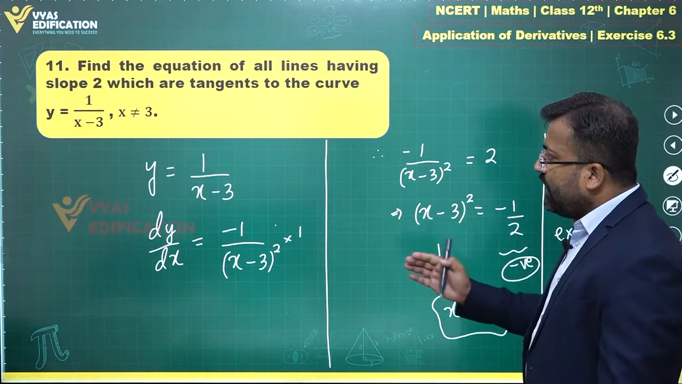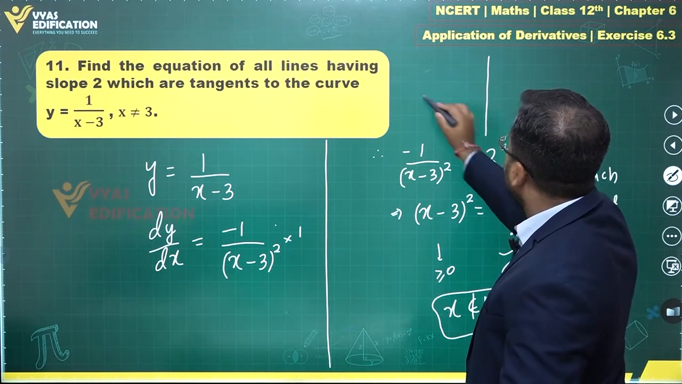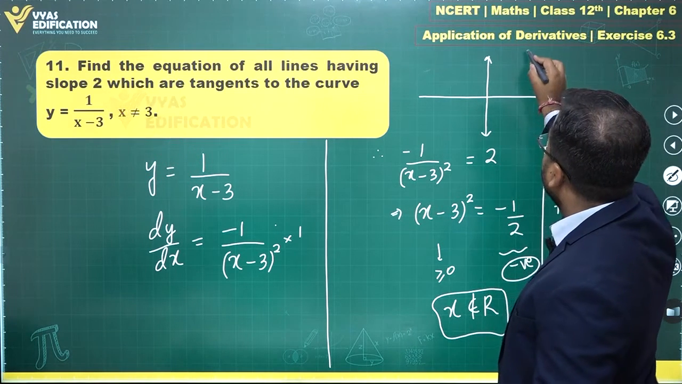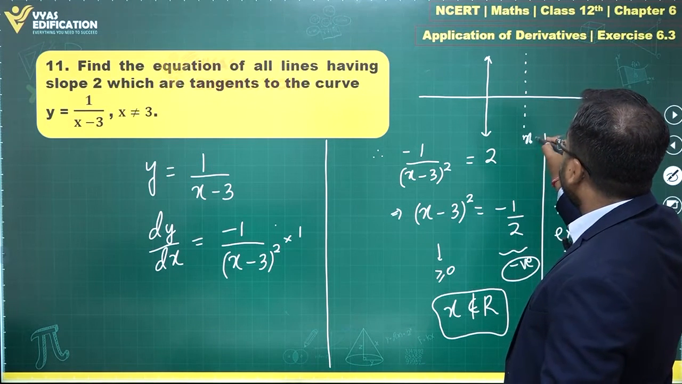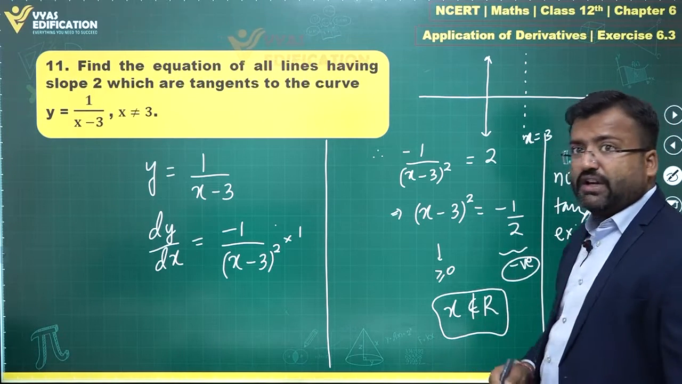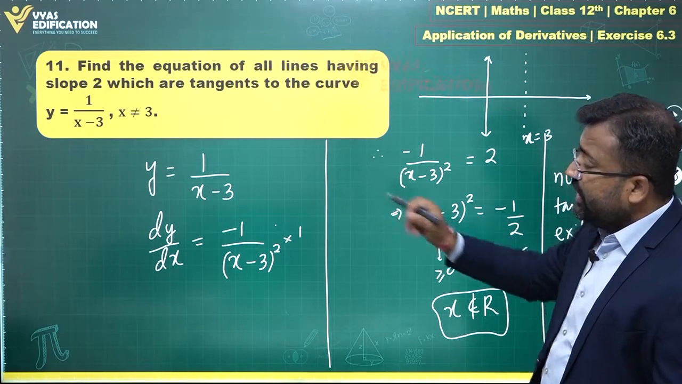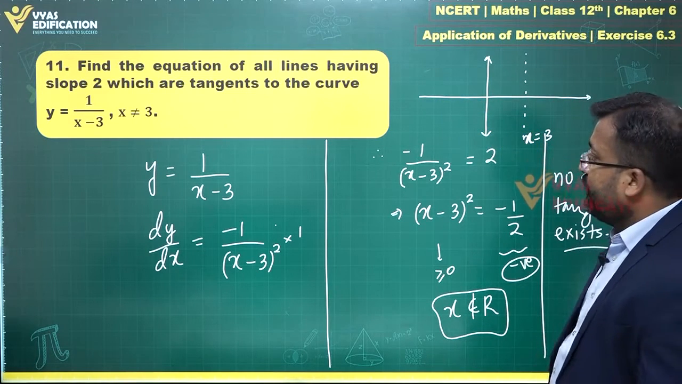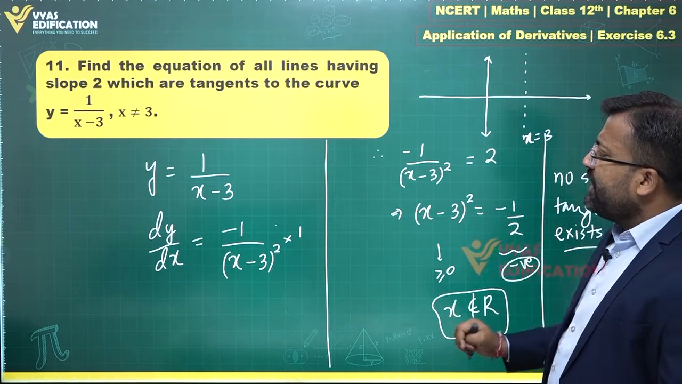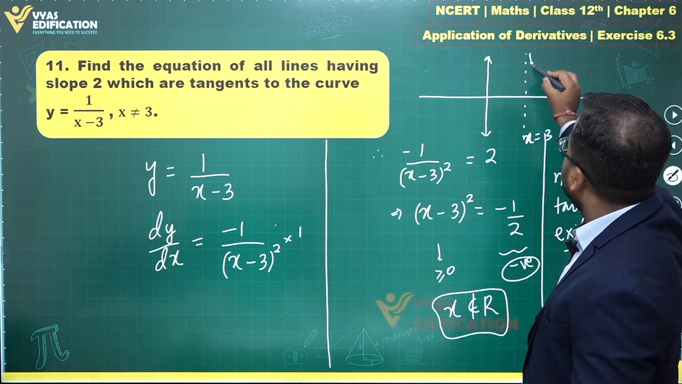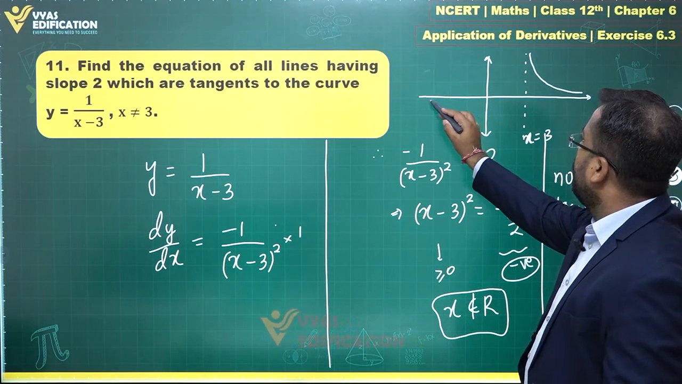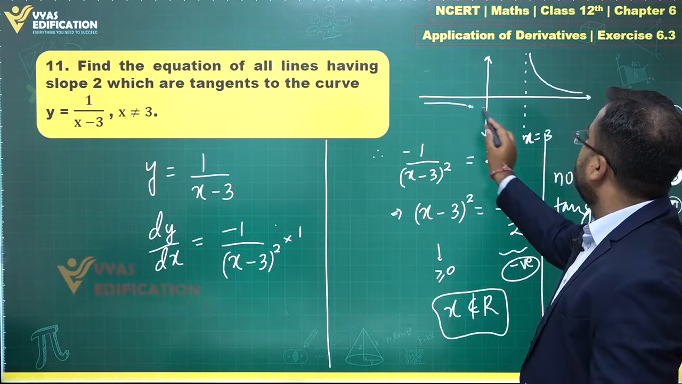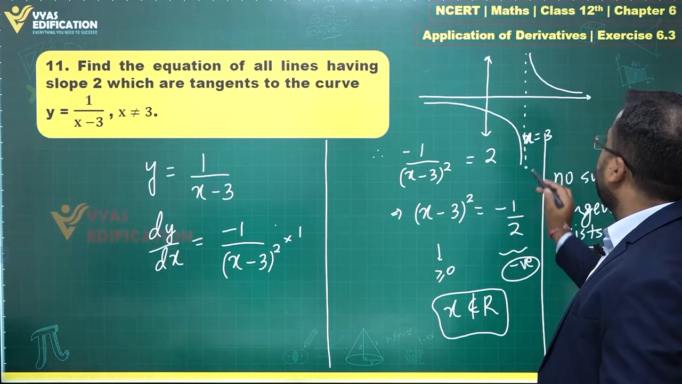y is equal to 1 upon x minus 3. The graph would look something like this. The line x equal to 3 will be an important line. For x equal to 3, the function is not defined, so this line is a dotted line. And this graph is similar to y is equal to 1 upon x, something like this. And when x is equal to 0, y is equal to minus 1 by 3. So this is the kind of graph that I'll be getting.